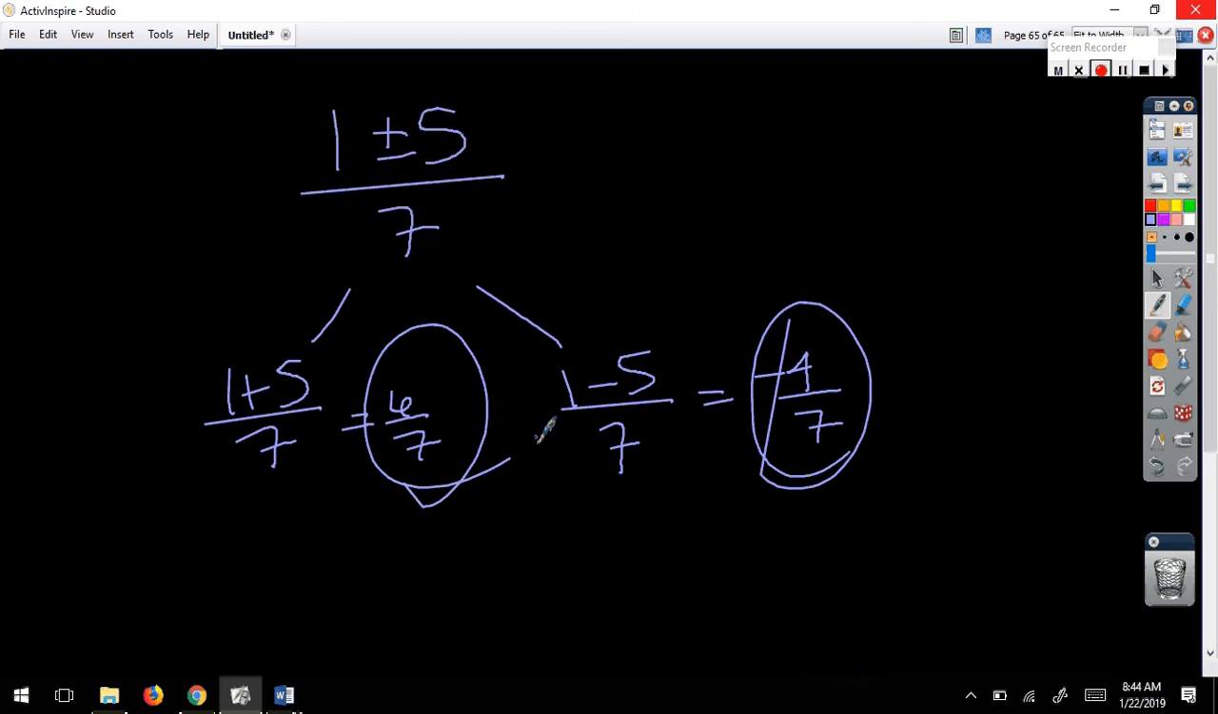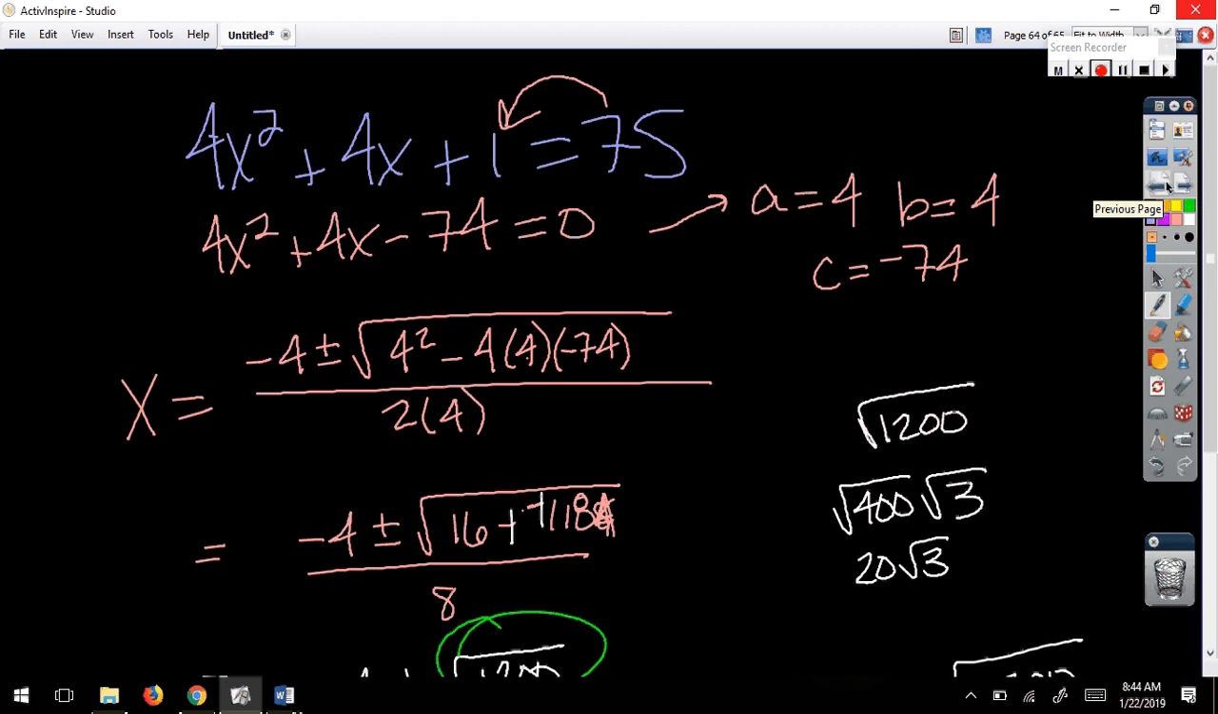You've already learned how to graph it. This is, yeah, it's in standard form. These are just the intercepts. These are where it's crossing the x-axis. So you've technically already graphed it.